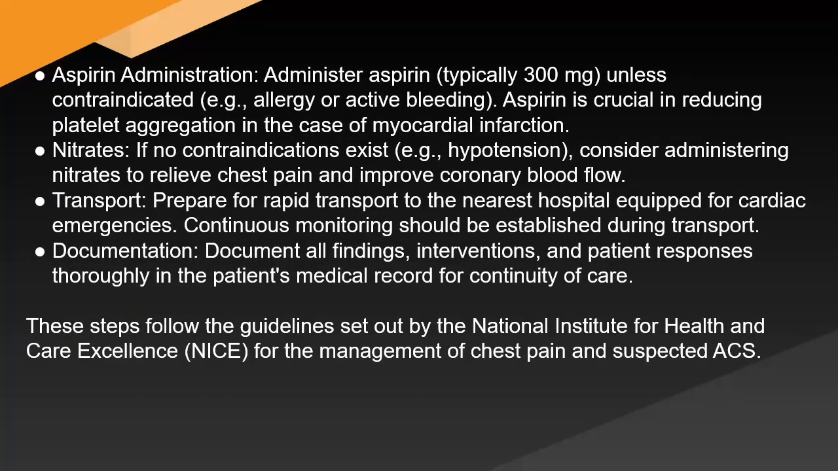Aspirin administration. Administer aspirin, typically 300 mg, unless contraindicated, e.g., allergy or active bleeding. Aspirin is crucial in reducing platelet aggregation in the case of myocardial infarction. Nitrates. If no contraindications exist, e.g., hypotension, consider administering nitrates to relieve chest pain and improve coronary blood flow. Transport. Prepare for rapid transport to the nearest hospital equipped for cardiac emergencies. Continuous monitoring should be established during transport. Documentation.